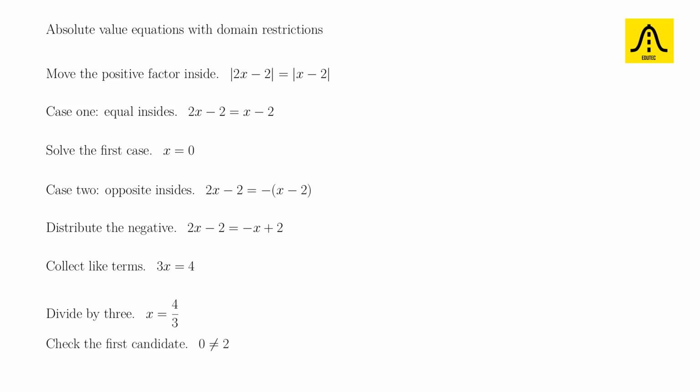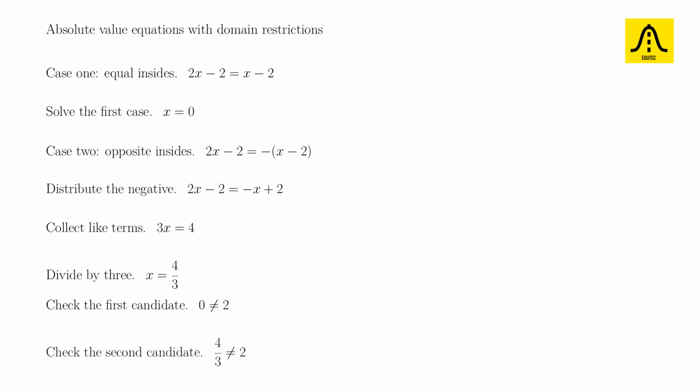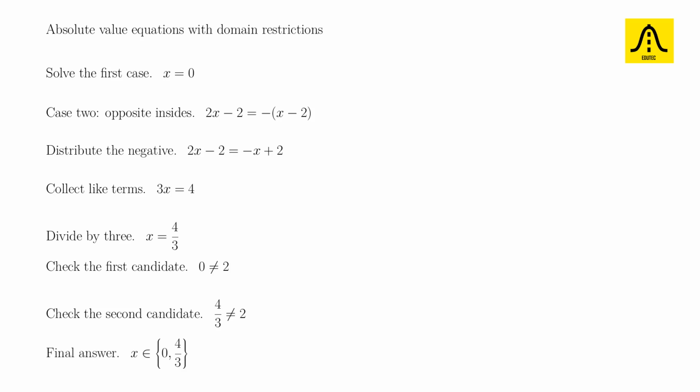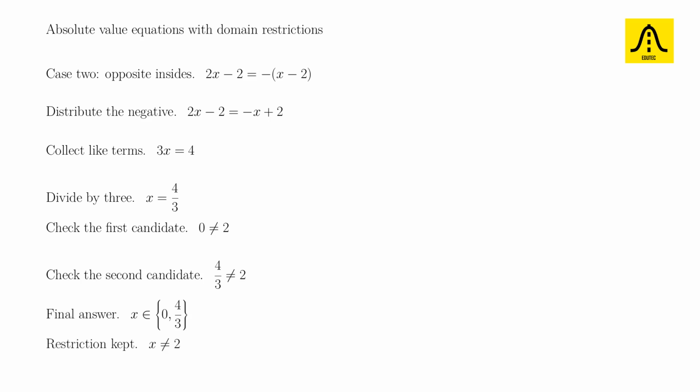The first candidate does not violate the original restriction. The second candidate also does not violate the original restriction. Both candidates satisfy the original equation, so they are both solutions. And we keep the original restriction, x cannot equal 2.